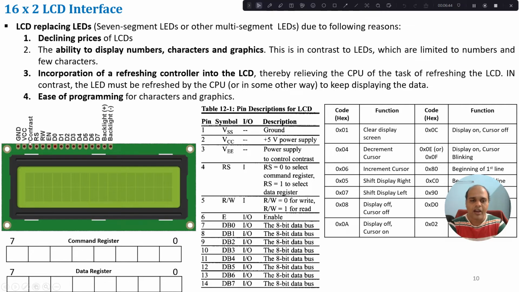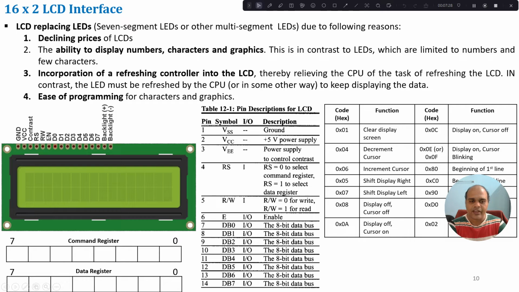With the help of an RS line. So the RS line is nothing but a register select line. Register select means whether the incoming data is related to a command or to data. If the RS line is 0, the incoming data through D0 to D7 will be loaded onto the command register. If RS is equal to 1, then the incoming data into the LCD on D0 to D7 will be loaded into the data register. So RS determines whether the data should be placed on the command register or the data register.